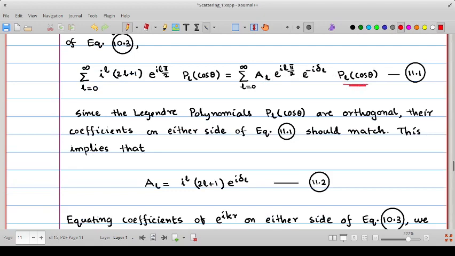Now, the Legendre functions P_L(cos theta) are orthogonal, and therefore their coefficients on either side of an equation should be equal. So that means this should be equal to this. Now, cancelling out the common factors, we will get A_L equal to i to the power L times (2L plus 1) times e to the power i delta_L.